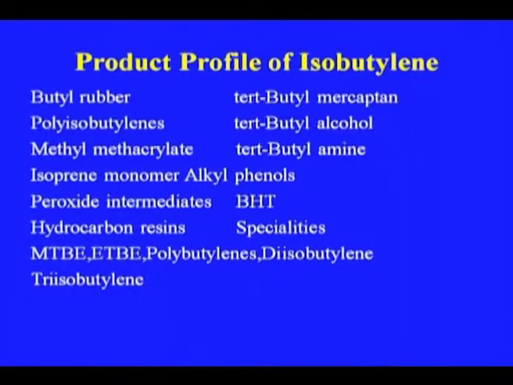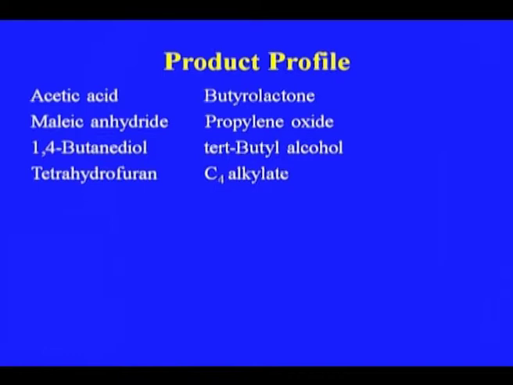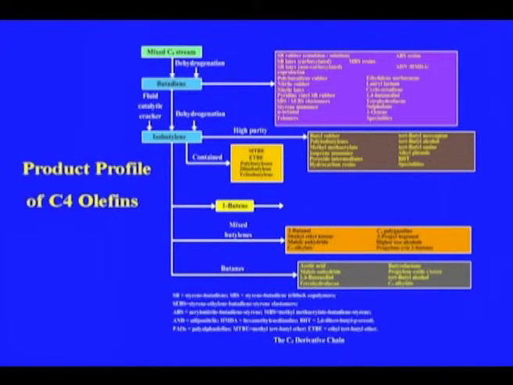Similarly, isobutylene, which I told you is very important, can go for the manufacture of MTBE, ETBE, and polybutylenes. These are the three major ones. Apart from these there is a long list: butyl rubber, polyisobutene, methyl methacrylate, isoprene monomer, peroxide intermediates, tertiary butyl mercaptan, butyl alcohol, some specialty chemicals, and diisobutylene. This is the product profile of butane: acetic acid, maleic anhydride, 1,4-butanediol, butyrolactone, propylene oxide, tertiary butyl alcohol. This is the complete list of the products I discussed.